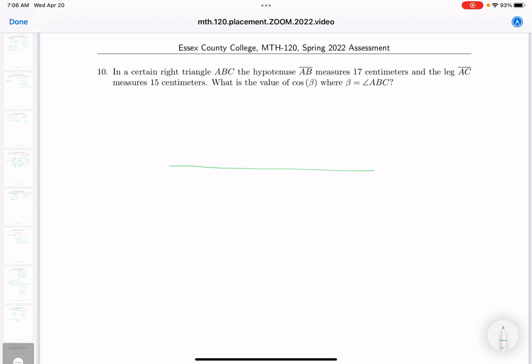Reading it, I got ABC, there's a triangle, hypotenuse AB is 17. Let's put this down, the hypotenuse over here. Make a right triangle. That's 17. And this is going to be A, B. And then they talk about the leg AC, 15. I think I don't know what the question is yet, but I can figure something out here. What I want to figure out is the length of BC.